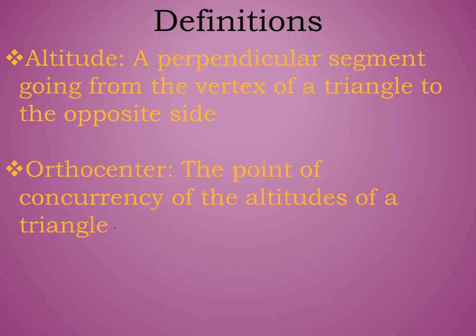And then finally, the last pair: the altitude. This is your perpendicular segment from the vertex of a triangle to the opposite side. And the orthocenter is the point of concurrency of the altitudes of the triangle. So we're going to discuss these four different points of concurrency, what their relationships are with the different segments, and how we can solve different problems using these relationships.